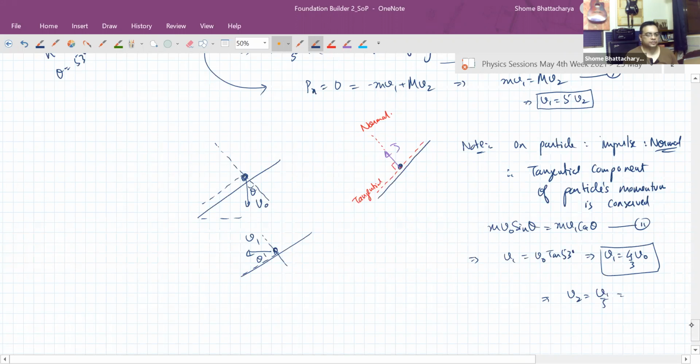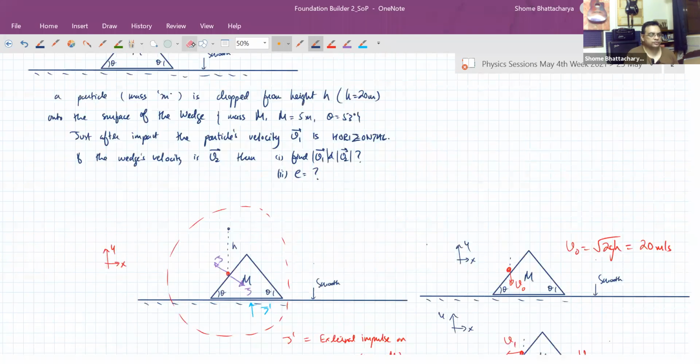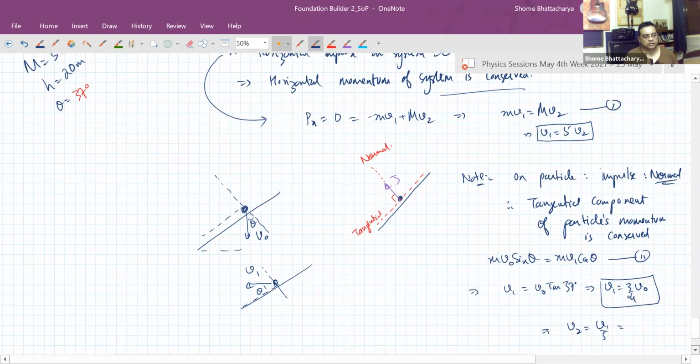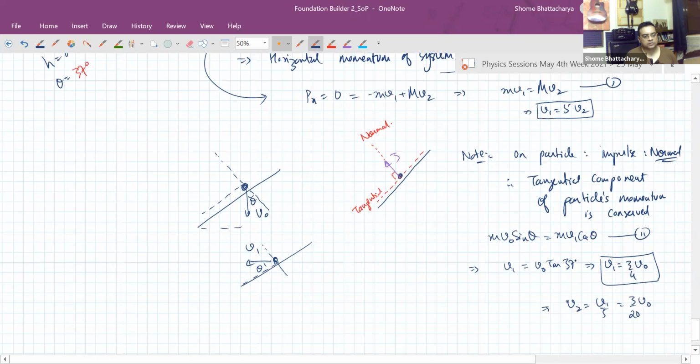Oh, just a minute, people. I have made a mistake with the question. Theta should be 37, not 53. So just make a correction here. We make theta as 37 degrees. Three by 4. Okay. So we got the first part. We got v1 and v2.